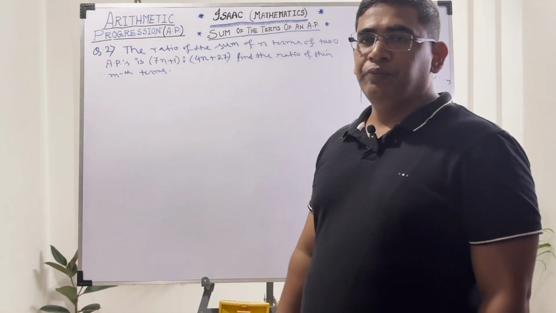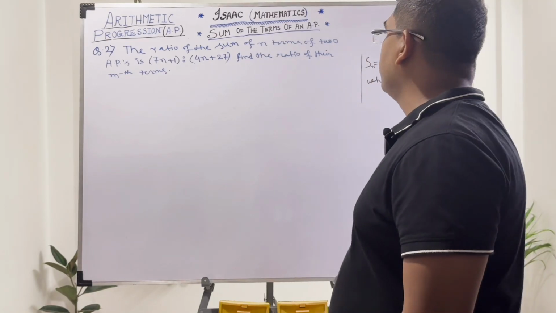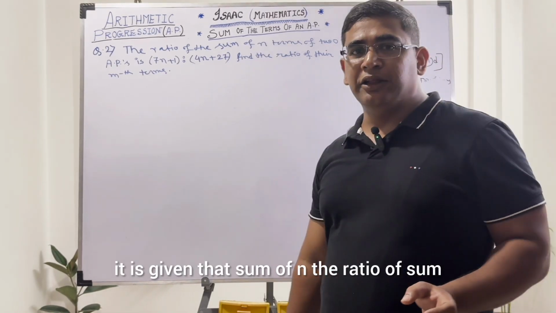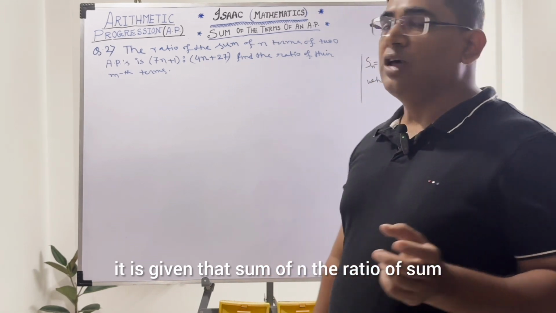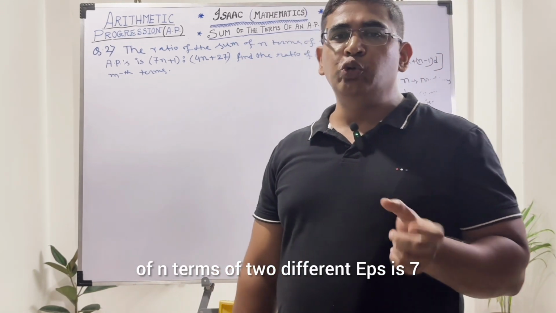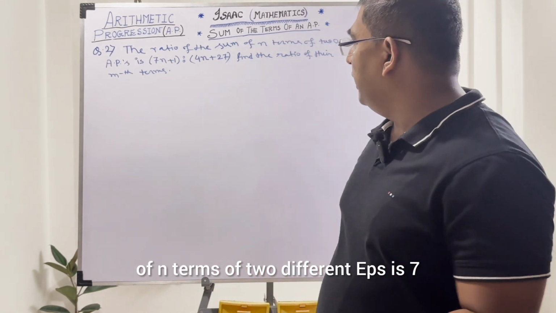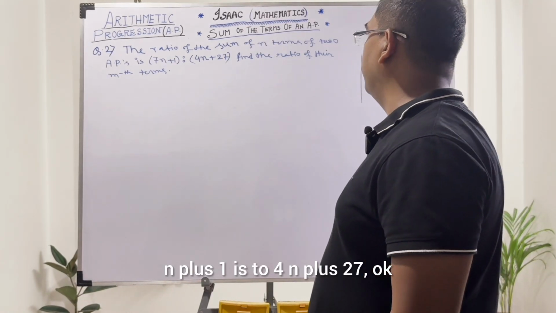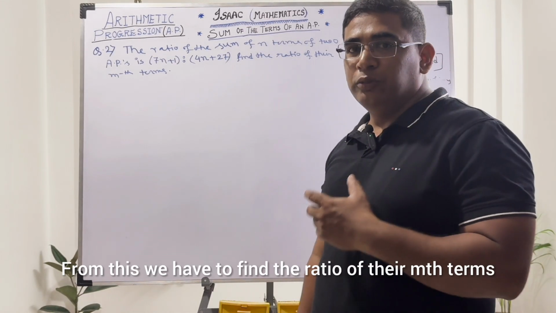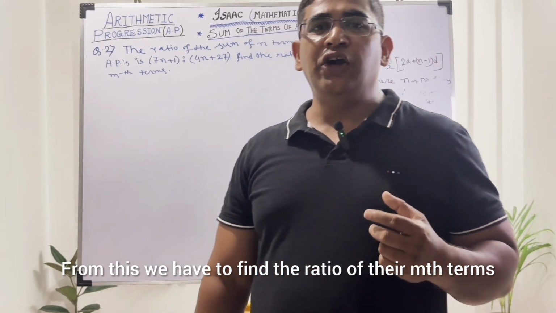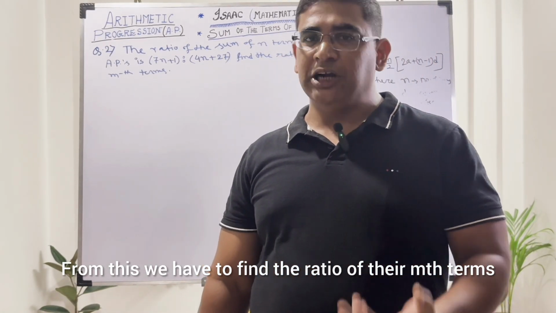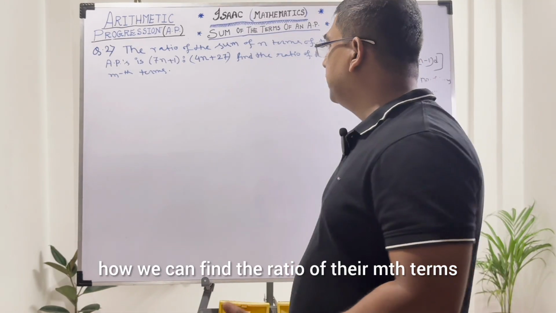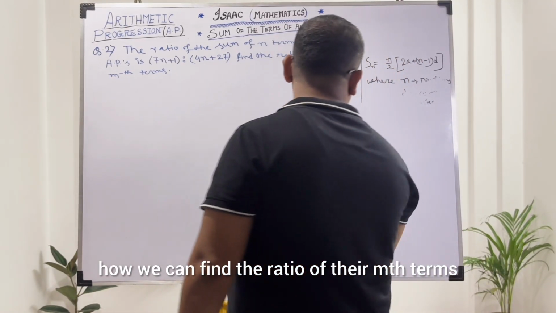Number 2. It is given that the ratio of the sum of n terms of two different APs is 7n plus 1 is to 4n plus 27. From this, we have to find the ratio of their mth terms. So let us study how we can find the ratio of their mth terms.